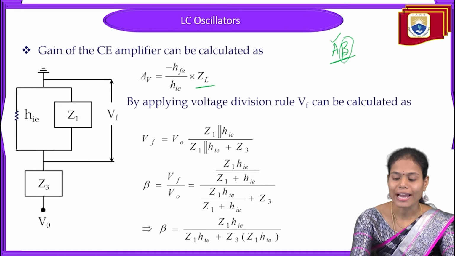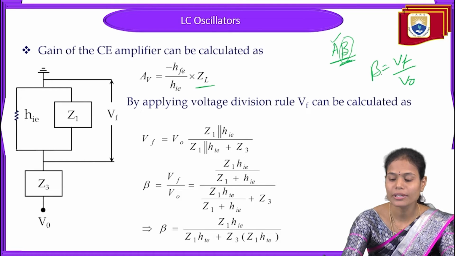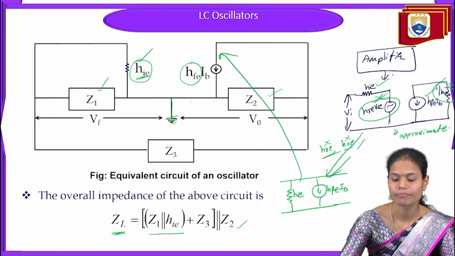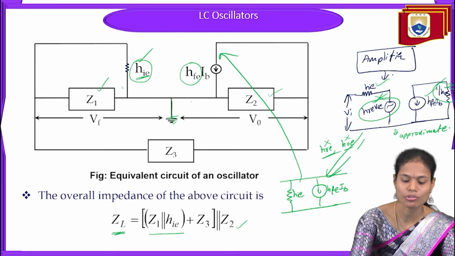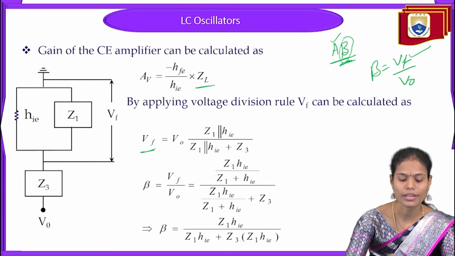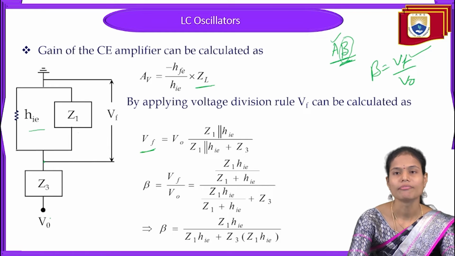Now to calculate the beta value: beta is nothing but VF by V naught. So to find beta, we require the VF value first. Where does VF appear in the circuit? This VF value is taken across the Z1 impedance. That's why I am taking only that particular part here: HIE, Z1 and Z3, with V naught.